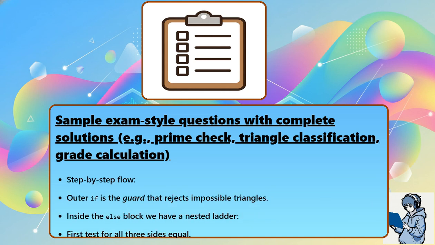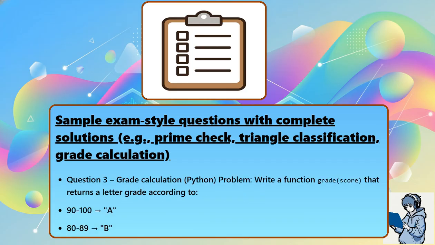The outer if is the guard that rejects impossible triangles. Inside the else block we have a nested ladder. First test for all 3 sides equal, then test for any 2 sides equal, and finally if none of the above, it must be scalene.